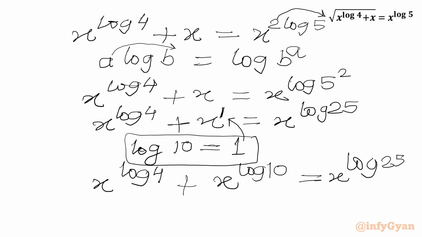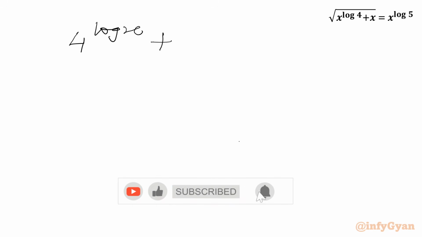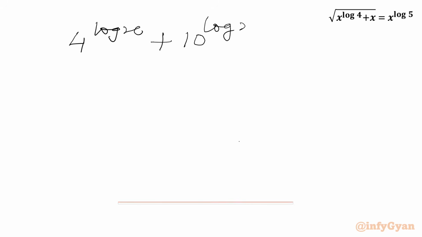Now we have another very interesting property from logs. It is a power log b is always equal to b power log a. So we can swap 4 and x over here, 10 and x over here, 25 and x over here. We will get the equation 4 power log x plus 10 power log x equal to 25 power log x.